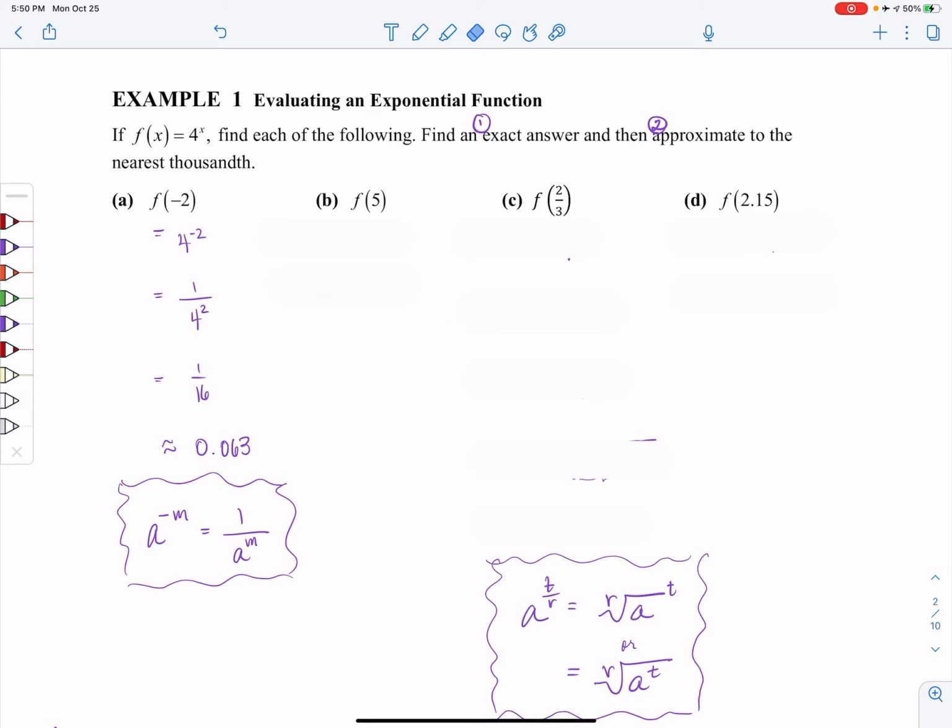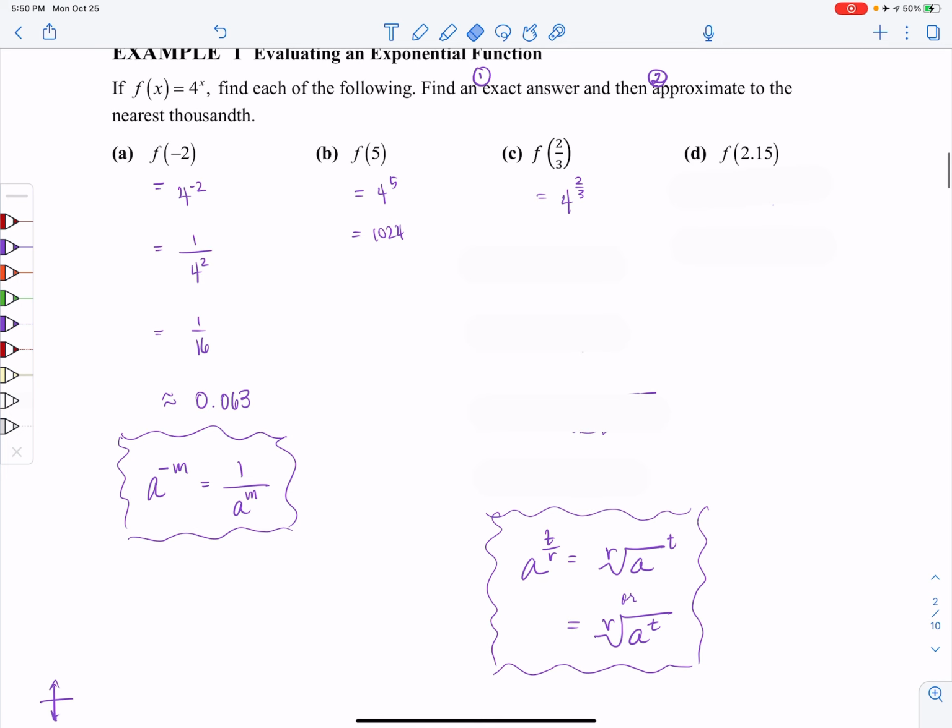All right, part B. Let's plug in a 5 for our value of x. So we have 4 to the 5th power. Throw that into the calculator. That'll be 1024. For part C, f of 2/3 is going to be 4 raised to the 2/3 power. So let's make sure here that we use the property that I've relisted for you down here at the bottom. The bottom number tells me what the root is. The top number tells me what the power is.